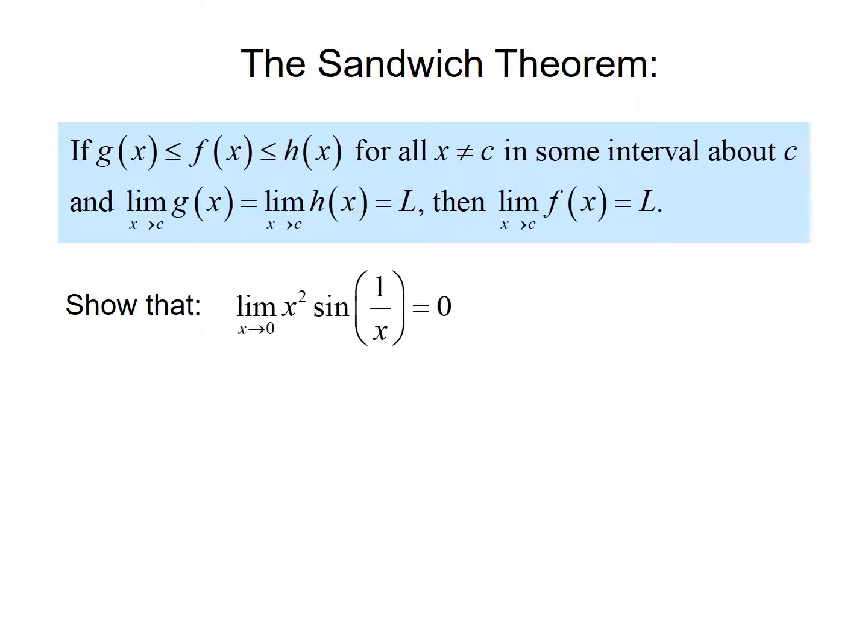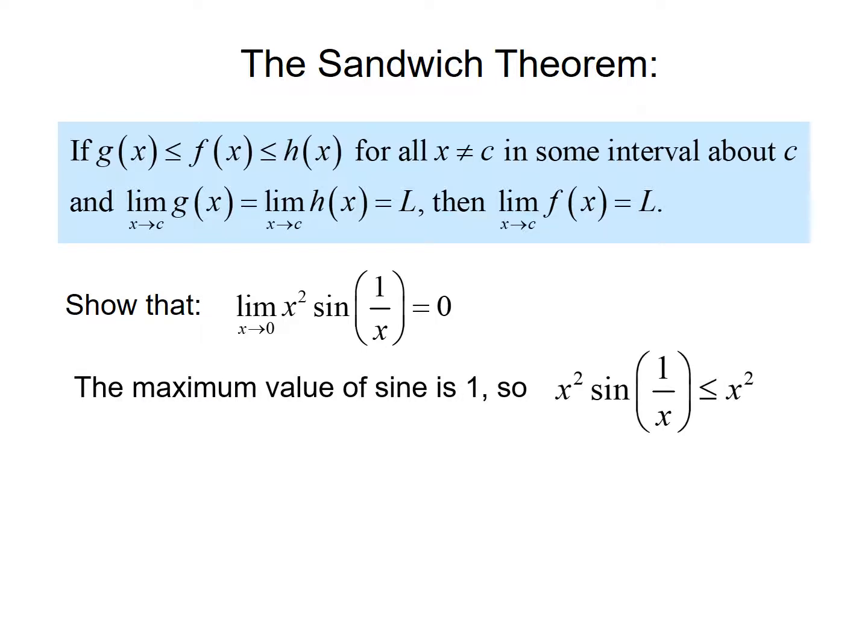Okay, so we want to look at the limit as x goes to 0 of x squared sine of 1 over x. Well, we actually want to show that that equals 0. If we were to just plug in 0, we would have 0 times sine of 1 over 0, which is undefined. So we can't show this by substitution.